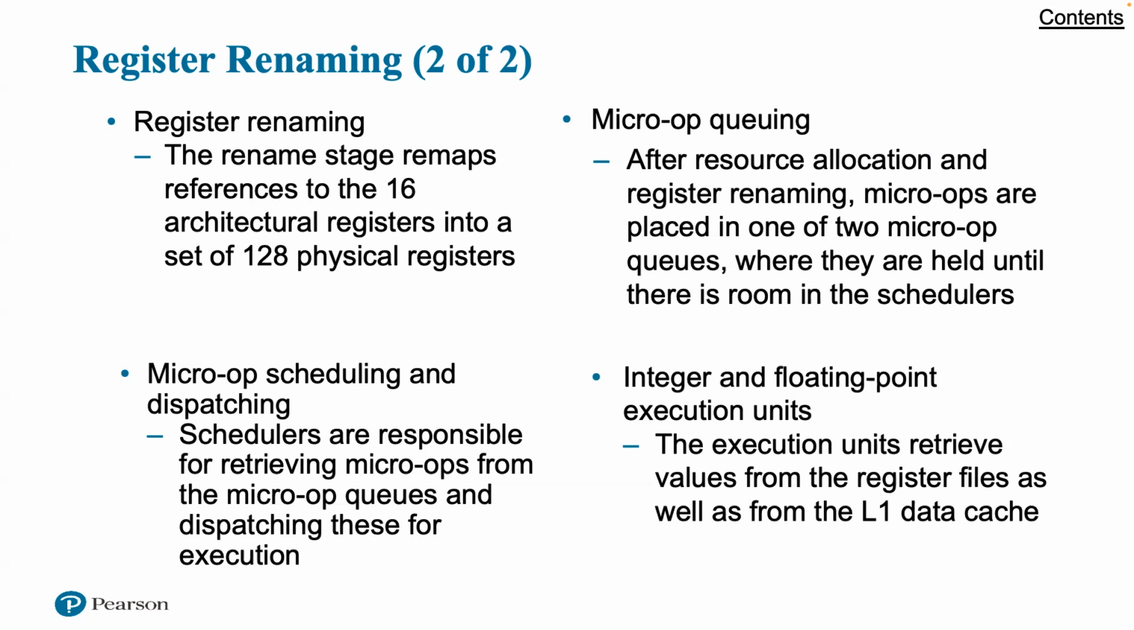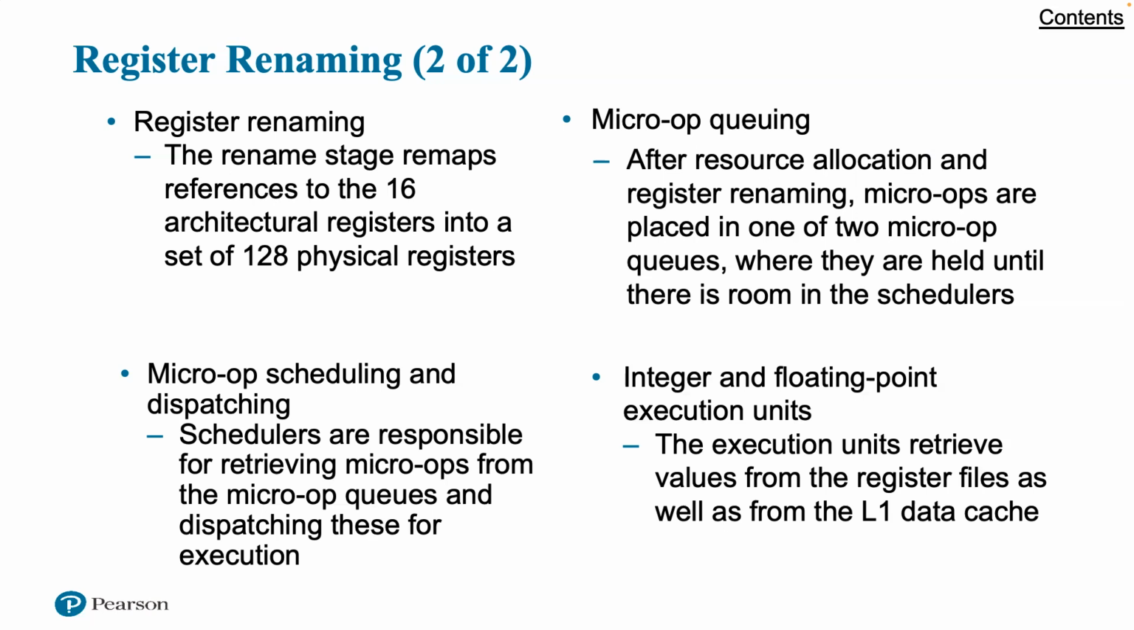After resource allocation and register renaming, micro-ops are placed in one of two micro-op queues, where they are held until there is room in the scheduler. One of the two queues is for memory operations, that is loads and stores, and the other is for micro-ops that do not involve memory references. Each queue obeys a FIFO, first in, first out, discipline, but no order is maintained between queues. That is, a micro-op may be read out of the queue out of order with respect to the micro-ops in the other queue. This provides greater flexibility to the schedulers.